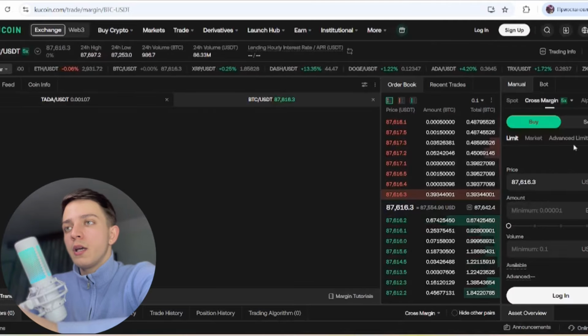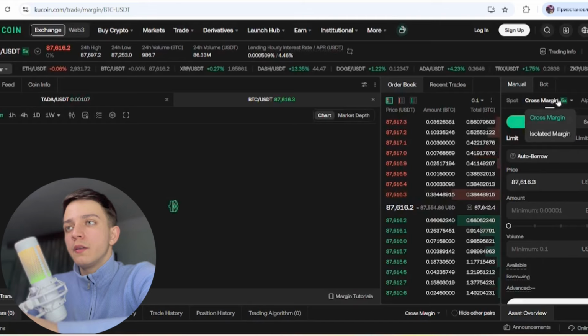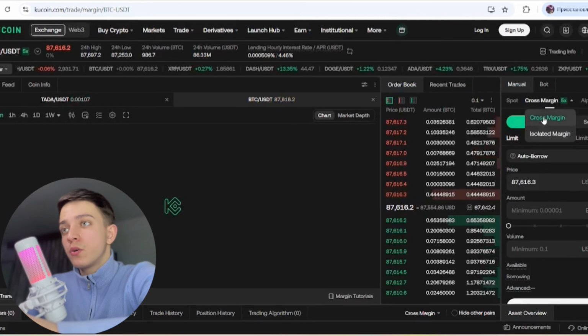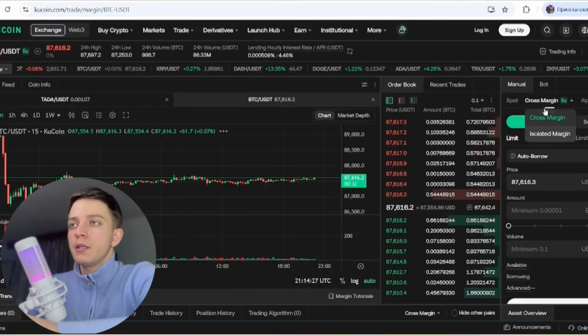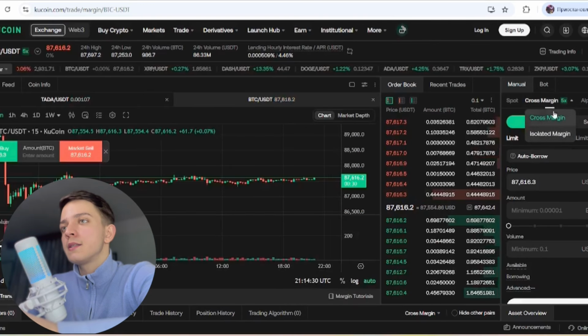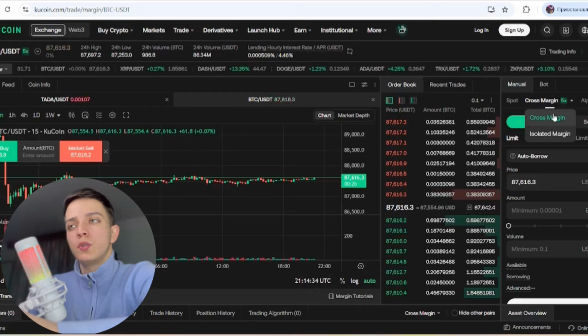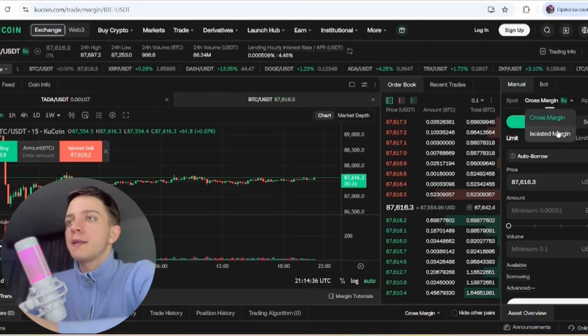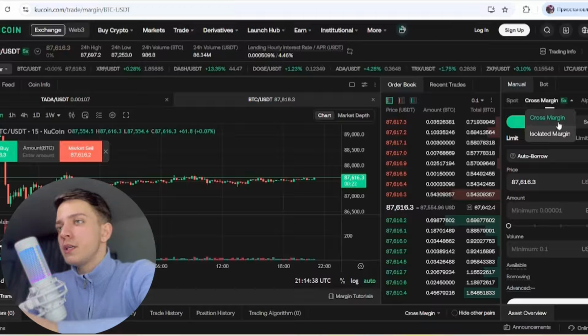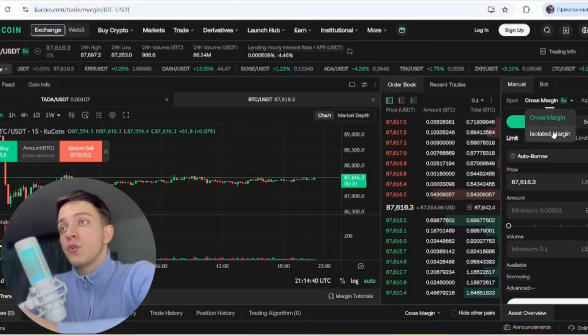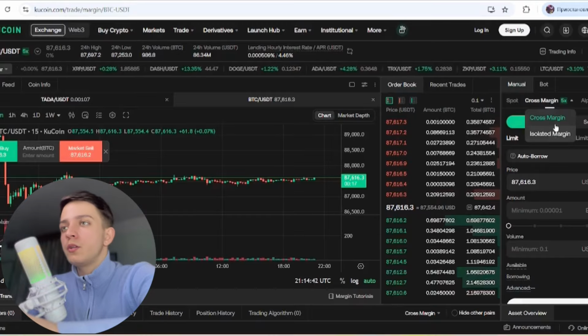It's loading. Yeah, you can buy. There you can see it's cross margin or isolated margin. Cross means that it uses all your balance. If you lose, you're going to lose all your balance. And isolated is that you open, for example, 100 USDT, and if you lose the position, you only lose 100 USDT.